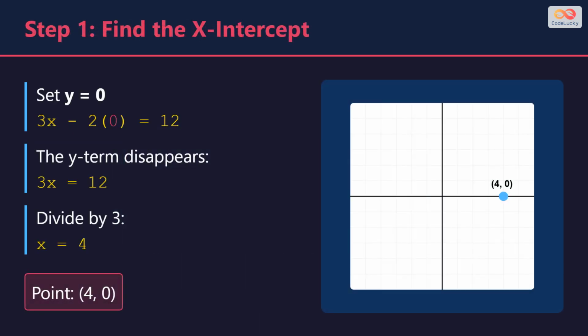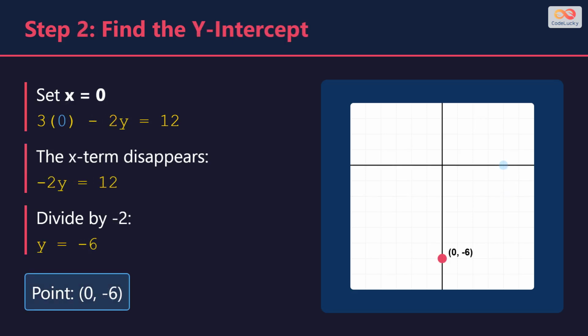Step 1. Let's find the x-intercept. We substitute 0 for y when we do this. The term minus 2y completely disappears because anything times 0 is 0. We are left with the simple equation 3x equals 12. Dividing both sides by 3, we get x equals 4. So our first point is (4, 0).